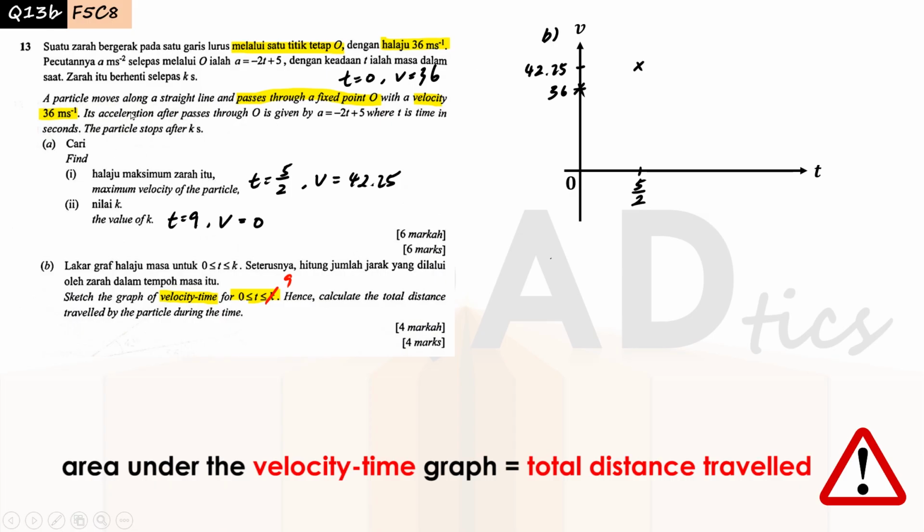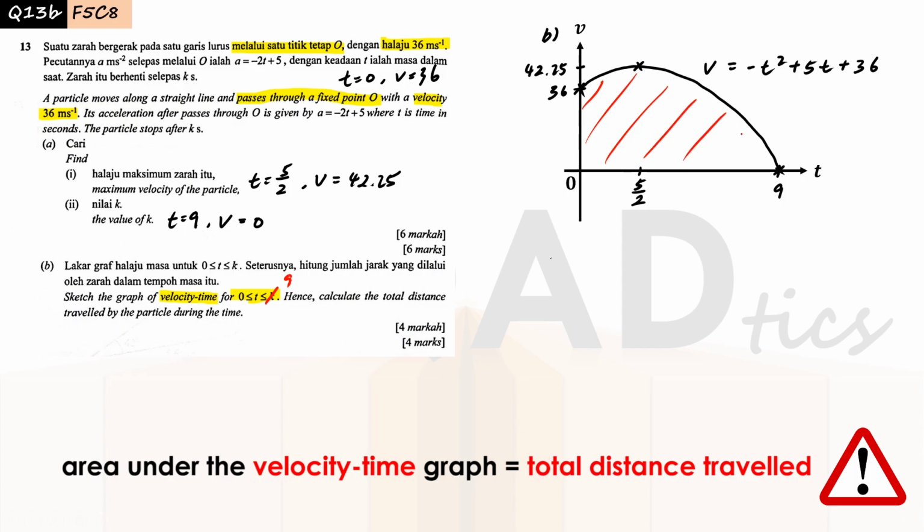And then it stops, which is when t equals 9. So my endpoint would be here. Then I join the 3 points to form the velocity graph or the velocity curve. Just now I mentioned that to find the total distance traveled, we need to find the area under this graph or curve. So what we need to do is just use integration.